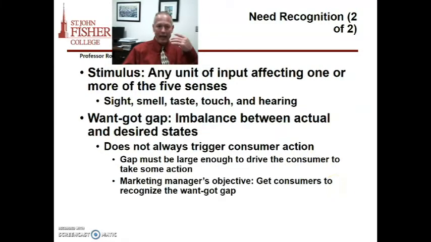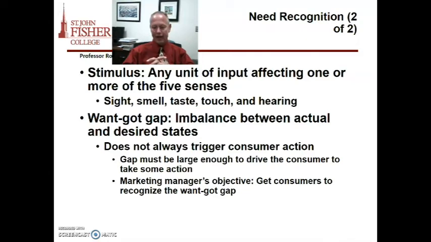Now, any type of stimulus can trigger a need or a want. That stimulus can be advertising, it can be you see somebody wearing something or having something. It could be many, many things. And any one of our input, our five senses, can trigger that need. And that could be sight, you see it, you smell it, you taste it, you touch it, you hear it, what have you.